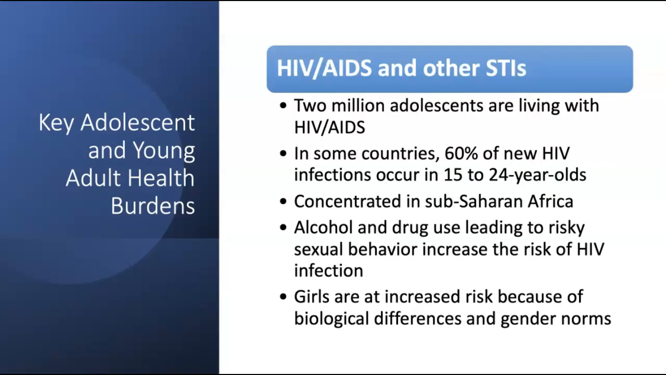HIV, AIDS, and other STIs. So 2 million adolescents are living with HIV, AIDS. In some countries, 60% of the new HIV infections are occurring in this age group. It's concentrated in sub-Saharan Africa, and it's due to risky sexual behavior, alcohol and drug use, not having access to contraception. And girls are at increased risk because of their biological differences and also gender norms. So biological differences mean they're more prone to STIs.